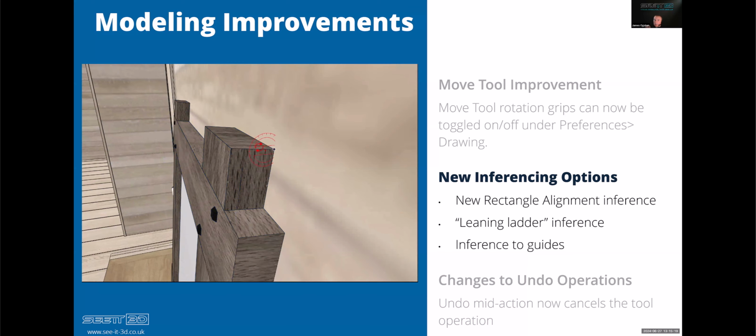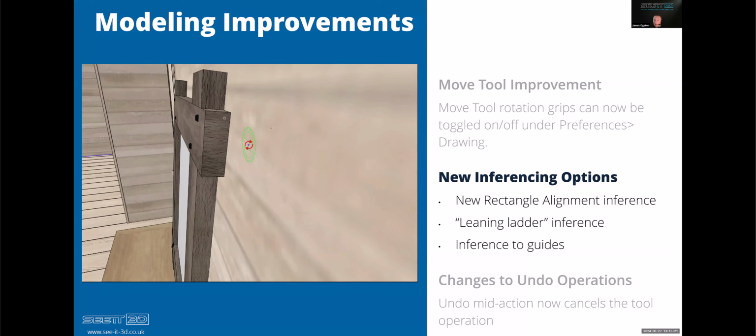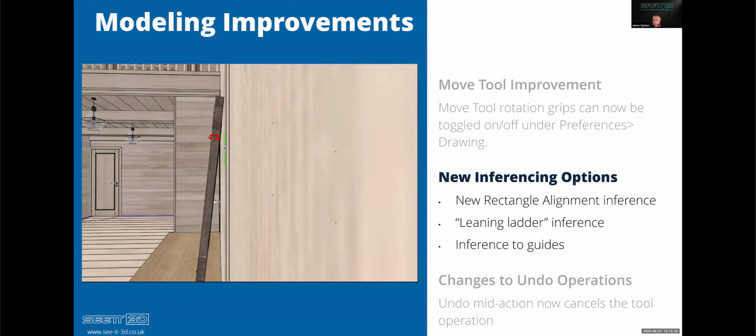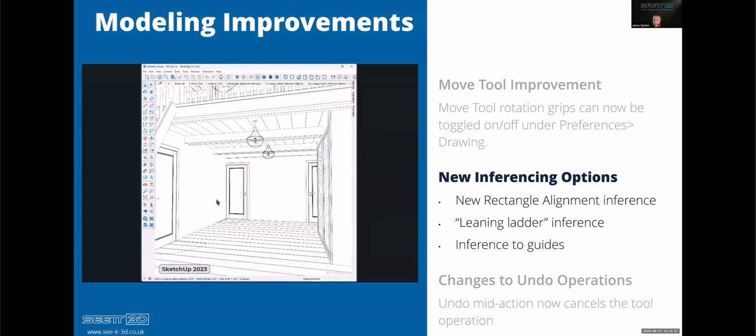It's a little subtle grip that you look for, and that's quite useful because before you had to work it out and try and get it close. The third one is inferring to guidelines. So in 2023, you could never draw line work or snap guidelines to other guidelines. You had to always draw a marker or something.